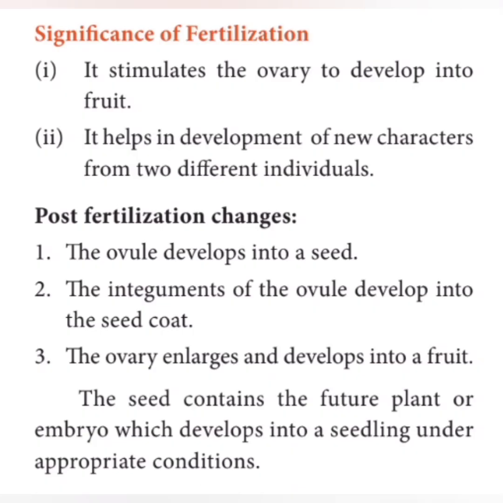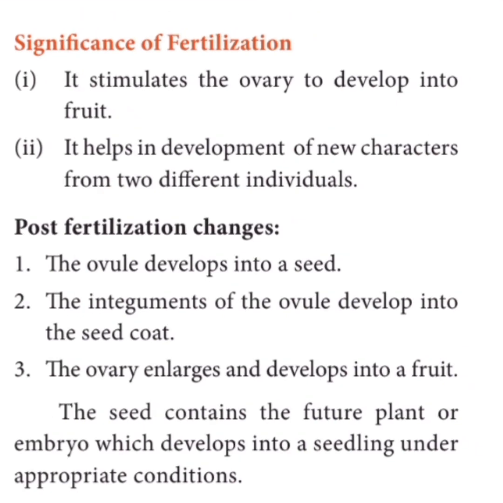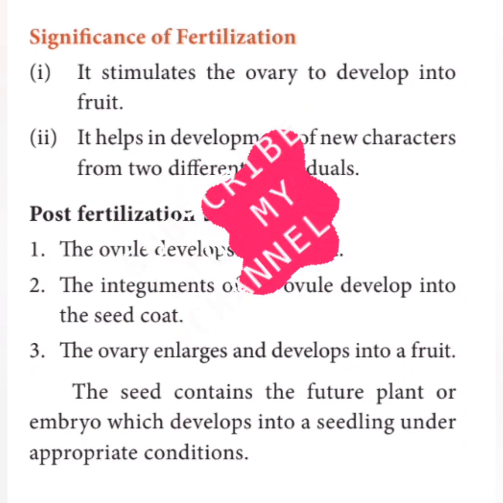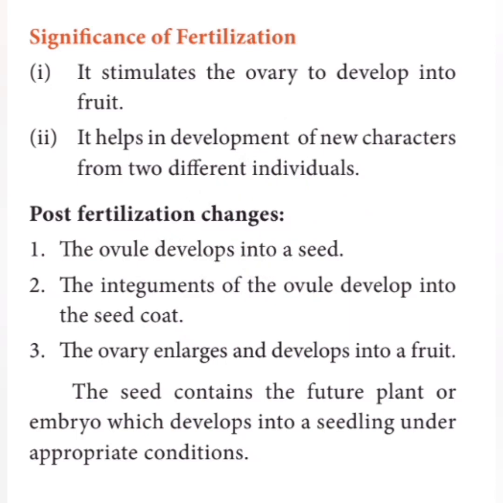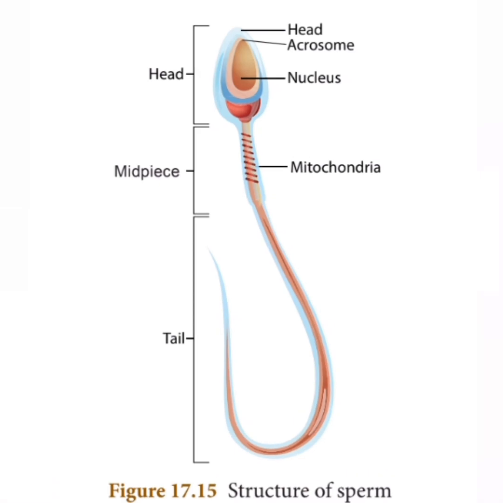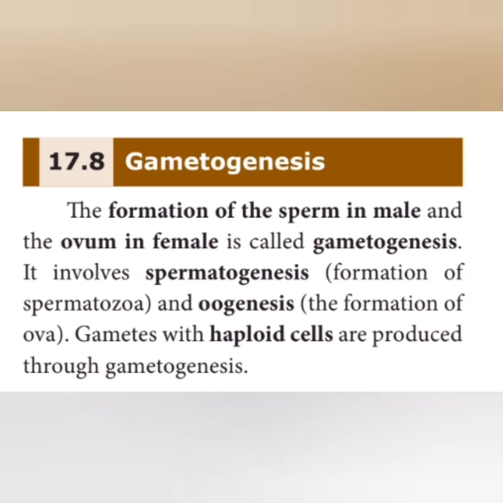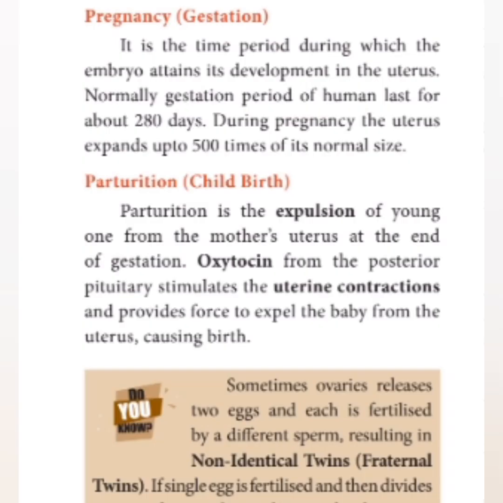And the next one is significance of fertilization. Sometimes they will ask for 2 marks. And post fertilization changes, this one they will ask for 1 mark. The ovule develops into seed. The integument develops into seed coat. The ovary develops into fruit. Sometimes they will ask for 1 mark. And the next one is structure of sperm. The diagram is very important. And the next 1-mark question, spermatogenesis, that means formation of sperm. Oogenesis, formation of ovum. Like that they will ask.